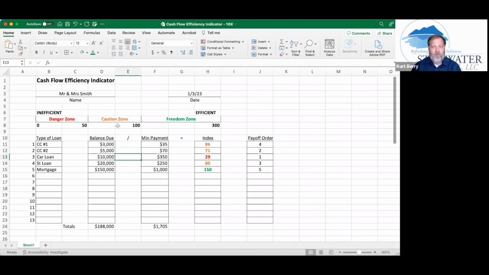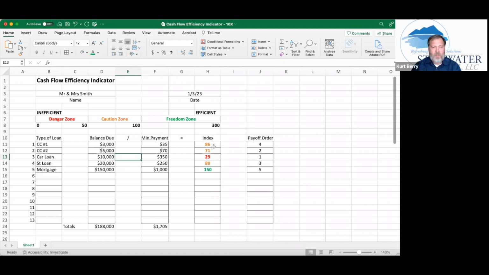Maybe we can refinance it or something like that, combine it with something else, or some other option. And then the final, between 100 and 300, is the freedom zone. That's a loan that's very efficient from a cash flow standpoint. So again, we're not spending very much for the amount of debt we have.